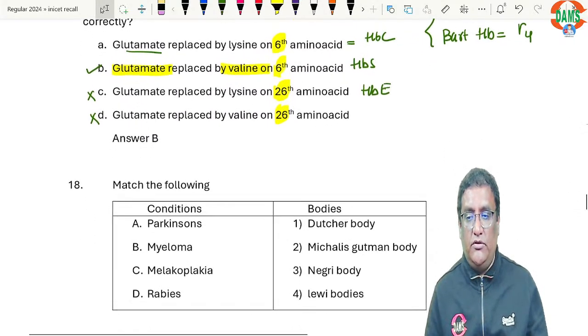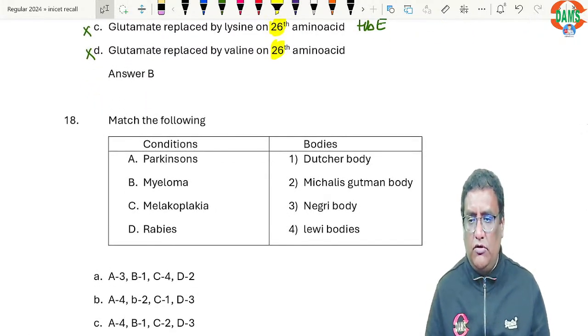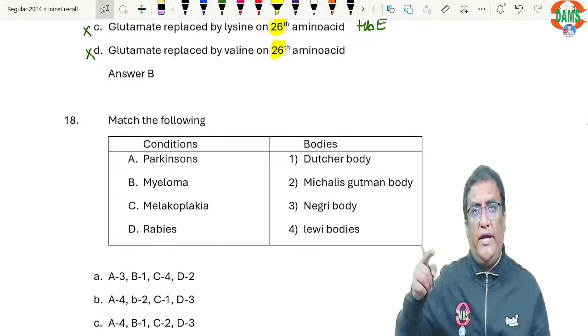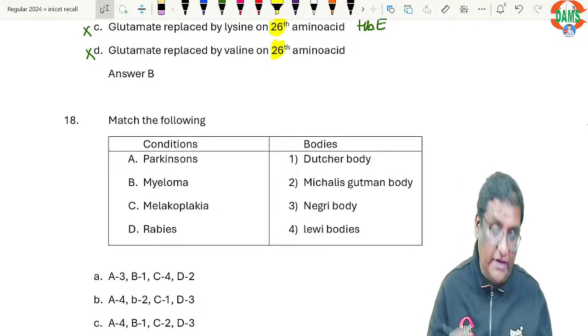Okay, next question. Question number 18. What was the question on cystic fibrosis? One question I got in the match the following. Was any other question there? Please, you can just type. I can include that as well if any other question was there.